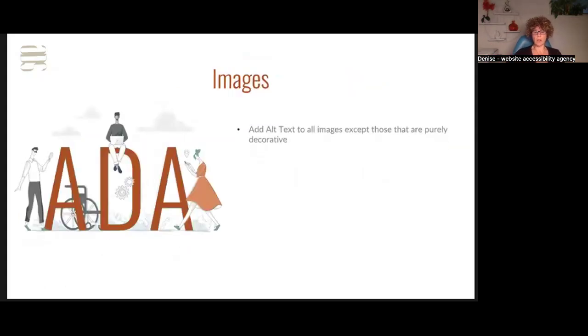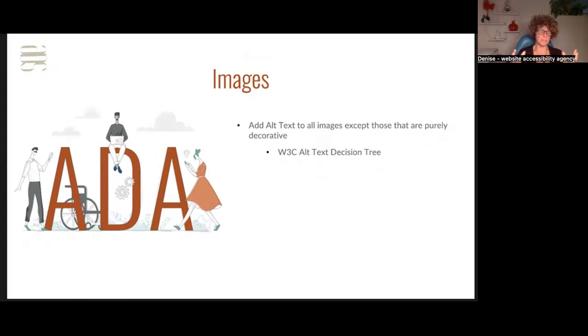Images. We're going to add alt text to images except those that are purely decorative. And then, of course, the question always is, what is a decorative image? There is a decision tree that can help you decide that. It's the W3C alt text decision tree. There's a link to it at the end. And I give this example.